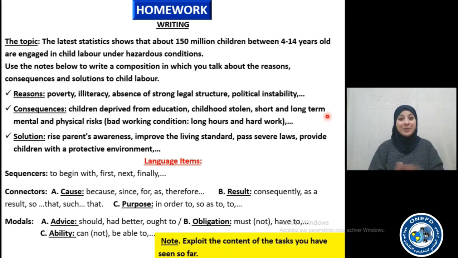And here it is our homework. You are going to write a composition about child labor. I will read the topic for you. The latest statistics show that about 150 million children between 4 and 14 years old are engaged in child labor under hazardous conditions. Use the notes below to write a composition in which you talk about the reasons, consequences, and solution to child labor. I am helping you here with some reasons, consequences, and solutions. Try to take the ideas and elaborate them. Do not forget to use the language items, time sequencers, and connectors. Note: explore the content of the tasks you have seen so far. Good luck doing that. See you in the coming lesson.